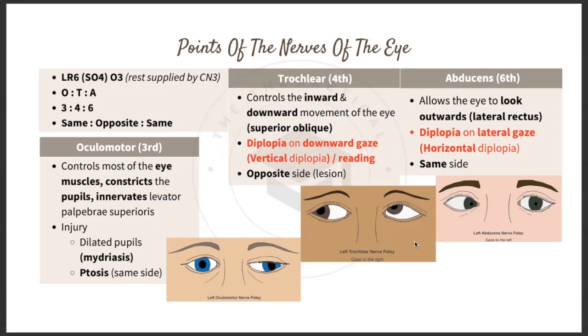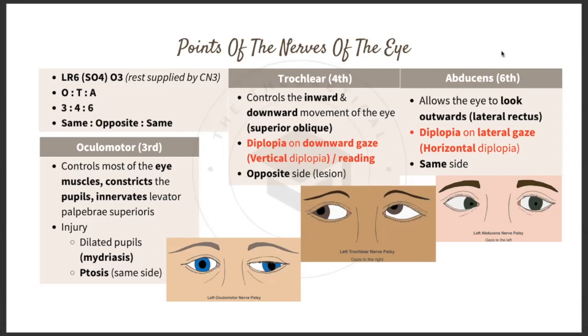Okay, so look at this picture. The patient is gazing to the right side. This is the normal one. Okay, but this is the affected eye. Notice how it's looking up, because the trochlear nerve controls the inward and downward movement of the eye. So over here, the normal eye, the patient is just looking normally, but the affected eye goes up because the eye is unable to look inward and downward. So that's why in a vertical gaze, meaning like if they were to read or look up and down, that is when they notice double vision. So remember that it is opposite side lesion, okay?